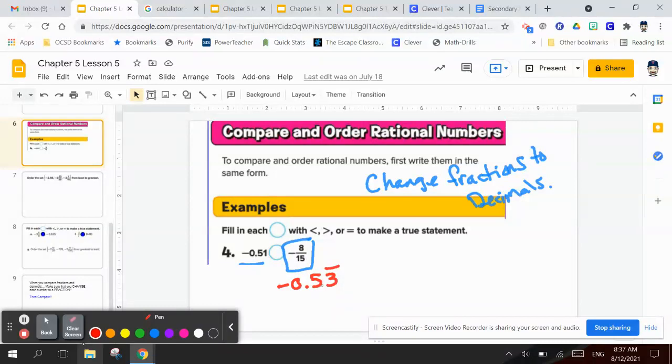So which one's closer to 0? Is it negative 51 or negative 53? Well, 51 is closer to 0 because they're both negative. So negative 51 hundredths is greater than negative 8 fifteenths. Change fractions to decimals.